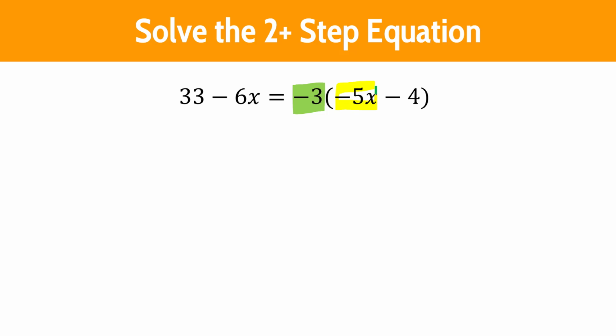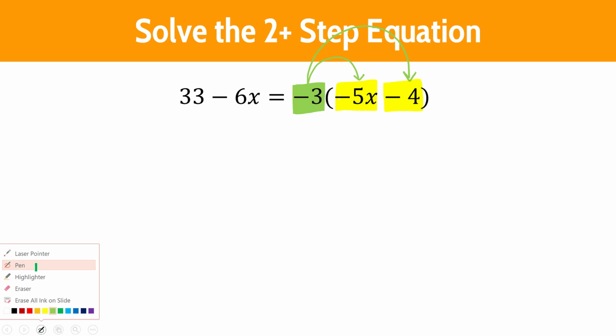So our first term is negative 5x. The second term is negative 4. So that negative 3, grabbing the pen again, the negative 3 is going to be applied to the negative 5x as well as that negative 4.